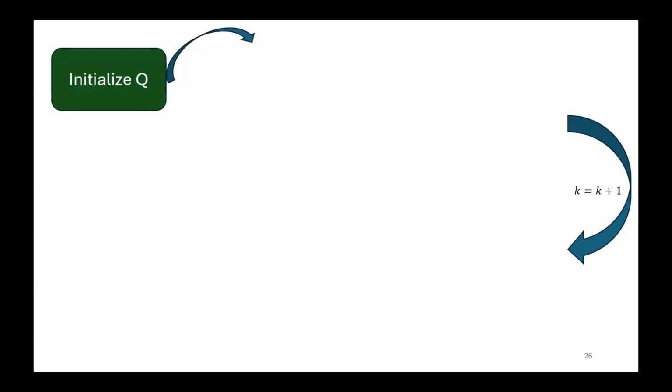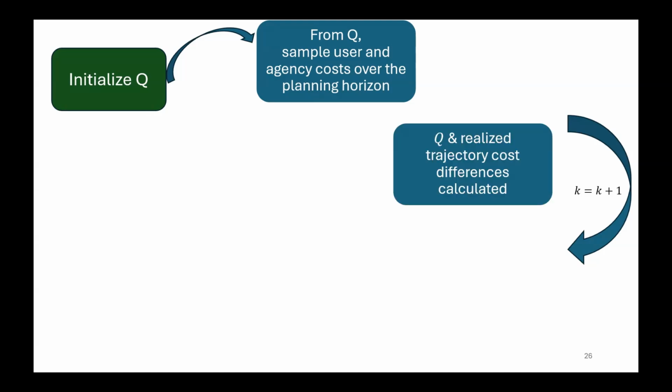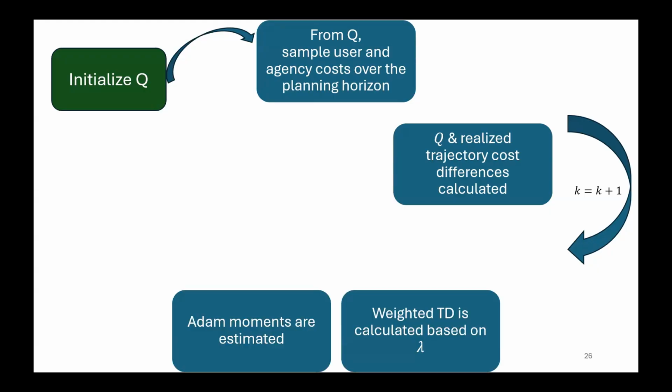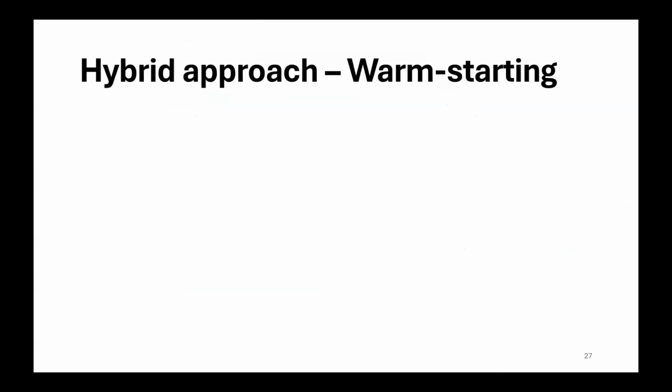So what we do in the reinforcement learning apparatus is initialize Q at some initializable values. From Q, we sample user and agency cost. Then we go through this whole procedure, and we successively update Q. So there is a hybrid approach, which is called warm starting.